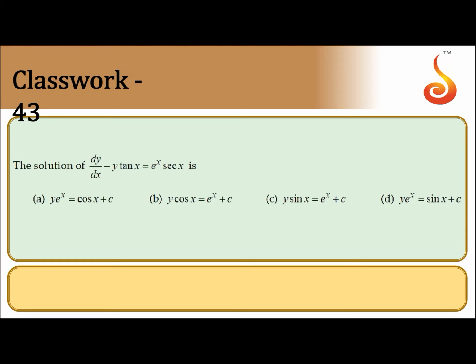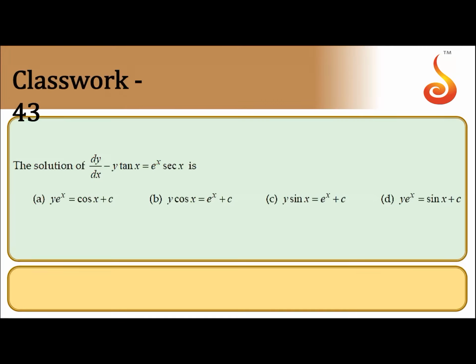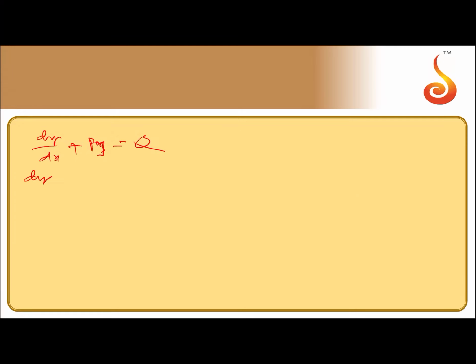Coming to the next one, dy by dx minus y tan x is equal to e power x secant x. This is nothing but a linear differential equation, of the form dy by dx plus py is equal to q. So p is equal to minus tan x, and q is equal to e power x secant x.